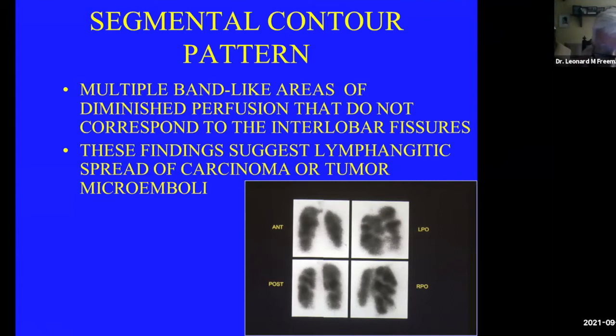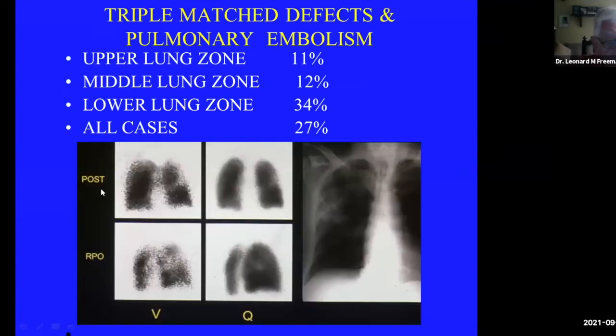So you see, this does not correspond to fissures. It doesn't look like segmental defects. These are just bands of activity throughout the lung, and is diagnostic usually of lymphangitic spread of carcinoma.